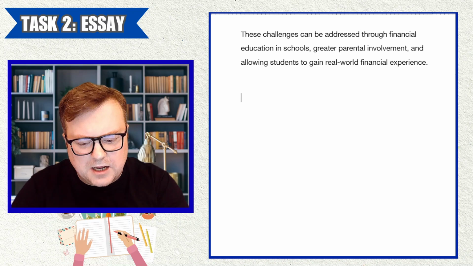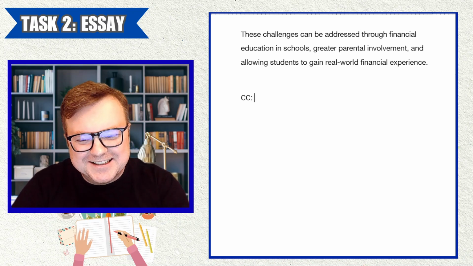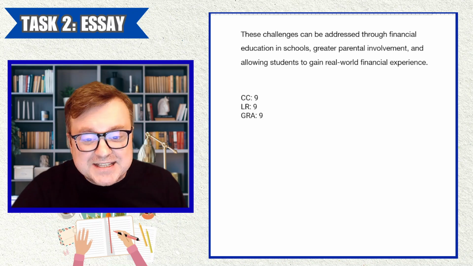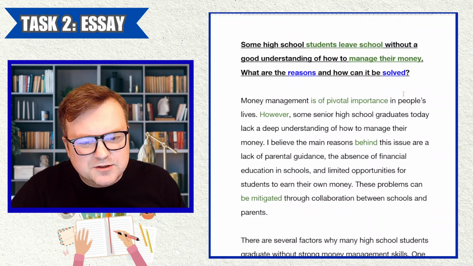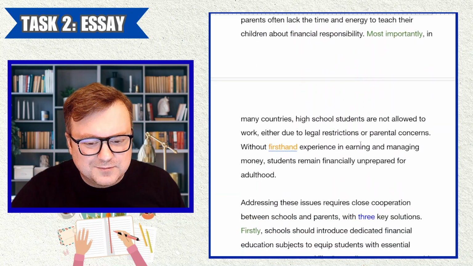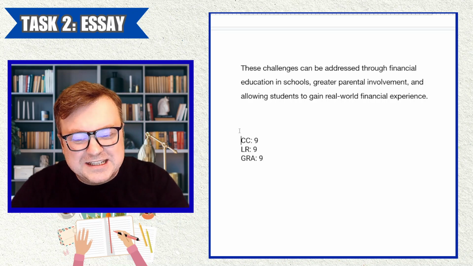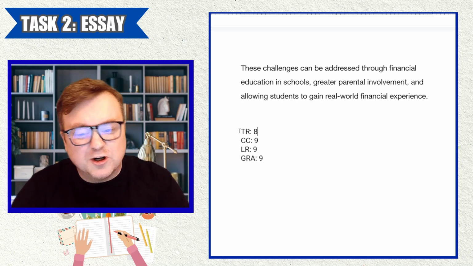I'm going to start with the easiest ones. I'm going to start with coherence and cohesion, because that's a 9. And then I'm going to go to lexical resource, because that's a 9. And then grammatical range and accuracy, because that's a 9. The only thing that I will say is, because the candidate has chosen, I think, a few too many points to cover, that means there's not quite enough room to develop fully. And so for me, the task response score, I'm going to give it an 8.